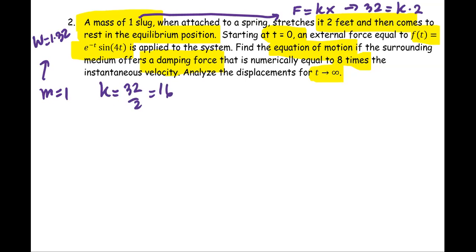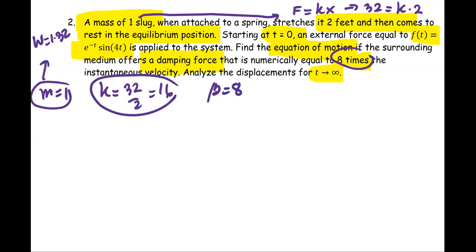So we have m equals 1, k is 16, and then at t equals 0, the external force, the f of t, is e to the negative t sine 4t, and the damping force is 8 times the velocity, so b equals 8 as the damping constant.